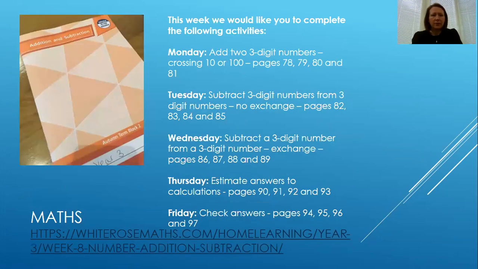So this week for maths, we are doing the last 5 sections of our book. We've done that entire addition and subtraction booklet. On Monday, we'd like you to have a look at adding 2 3-digit numbers, crossing 10 or 100. Carrying on from last week, but this time they are going to go over into the tens or the hundreds.